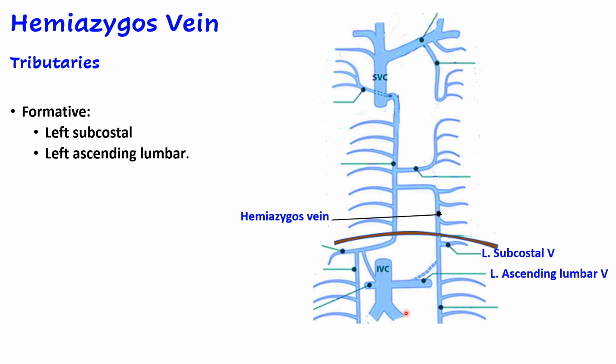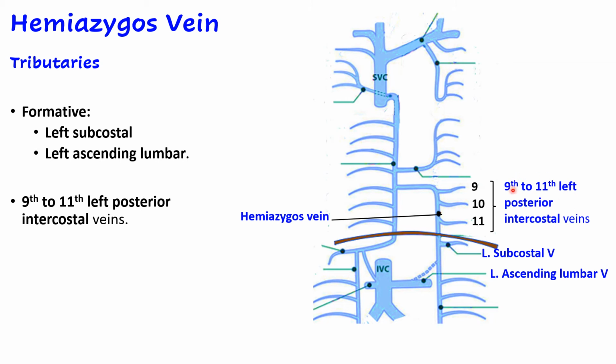Its formative tributaries will be the left subcostal vein, left ascending lumbar vein, and if present, the left lumbar azygous vein. It also receives the 9th to 11th left posterior intercostal veins. So that's what you can see here. When it is in the posterior mediastinum, it is going to receive these 9th, 10th and 11th posterior intercostal veins.